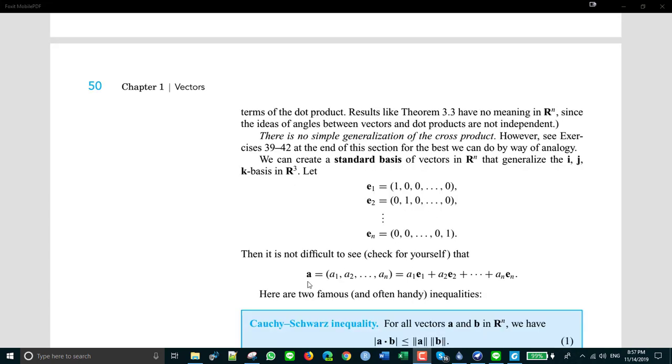And just like before, we could write an arbitrary vector a, which might look like this in terms of i, j, and k. Now we can do an arbitrary vector a in Rn like this in terms of these. So it's easy to see that if you take a1 times e1, what do you get? You just get a1 here and zeros there. If you take a2 e2, you get 0, a2, and zeros. So you get a1 here, a2 here, an here. And when you add all these up, you get this.